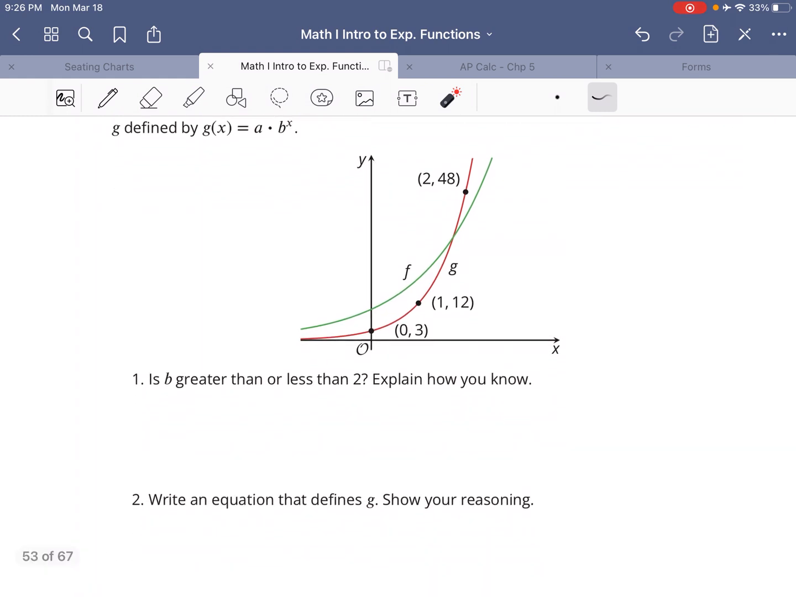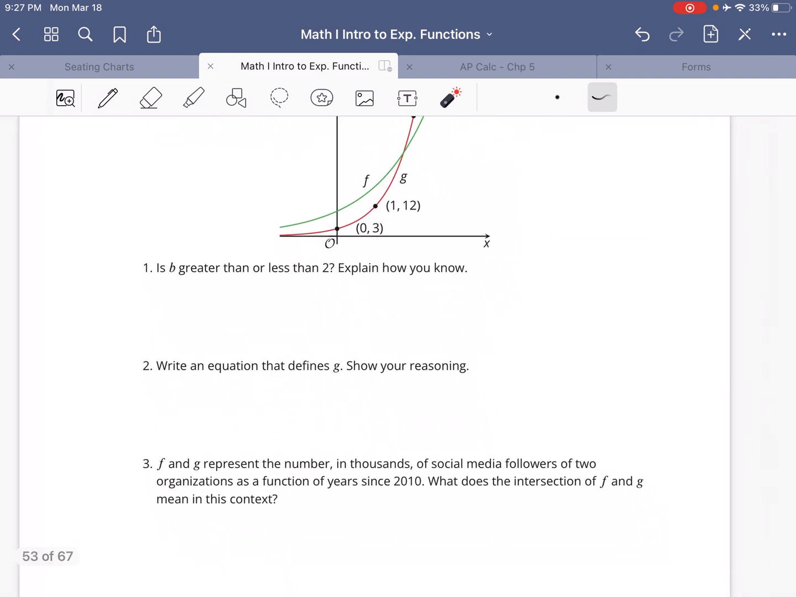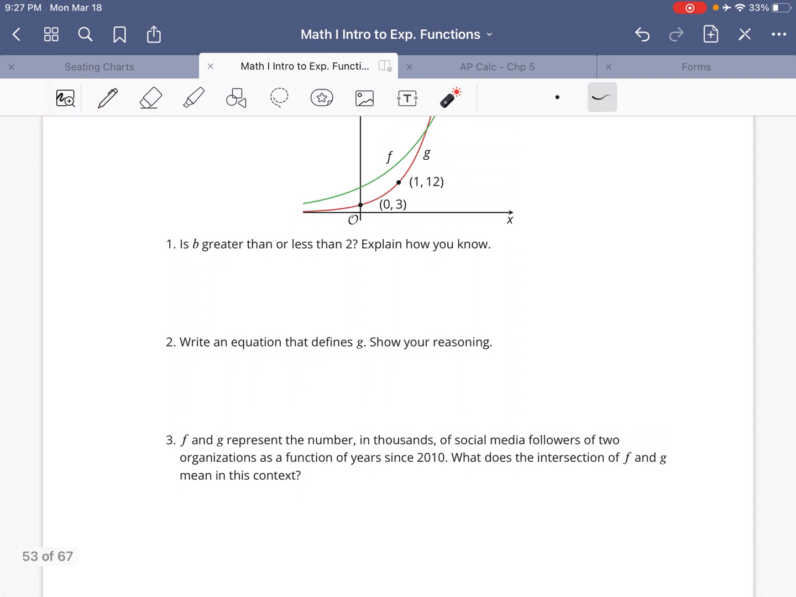Write an equation that defines g. Well, do we know our starting value? Can we figure out what our growth factor is by taking a number and dividing by the previous one? And then finally, what does the intersection of f and g mean in this context?